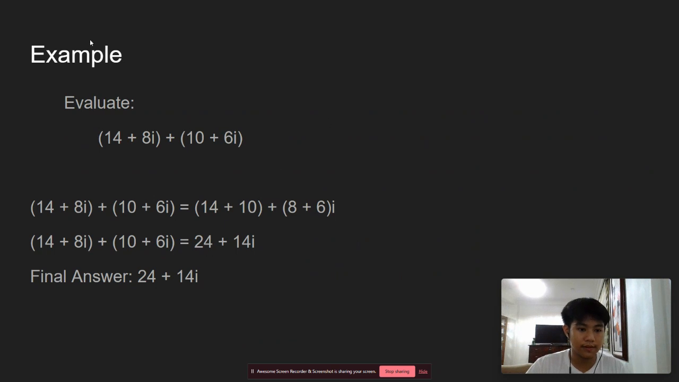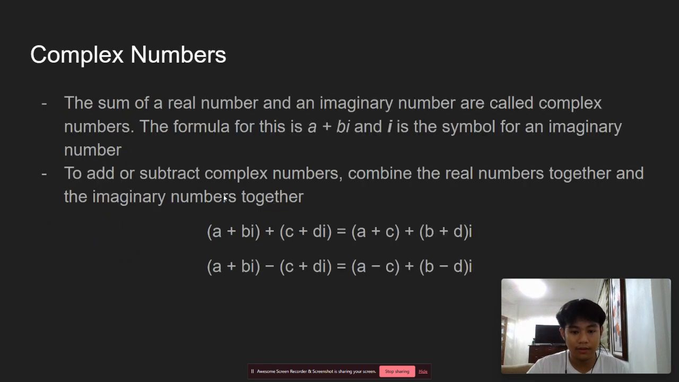So for this example, we have the quantity 14 plus 8i, which is an imaginary number, plus 10 plus 6i, which is another imaginary number. We're asked to evaluate this and put it in its base form, which is a plus bi.